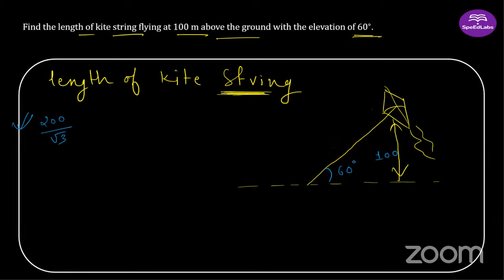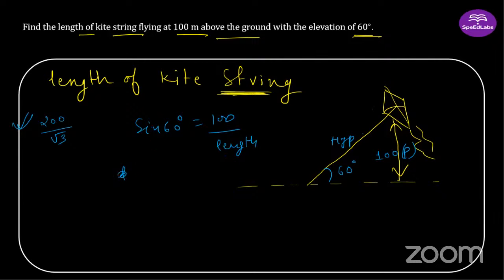Yes, sir. So this length of string would be our hypotenuse. We know the perpendicular, and the hypotenuse needs to be found out. So sine 60 degree would be equal to 100 upon the length, I will write hypotenuse as length, because this is the length of string.